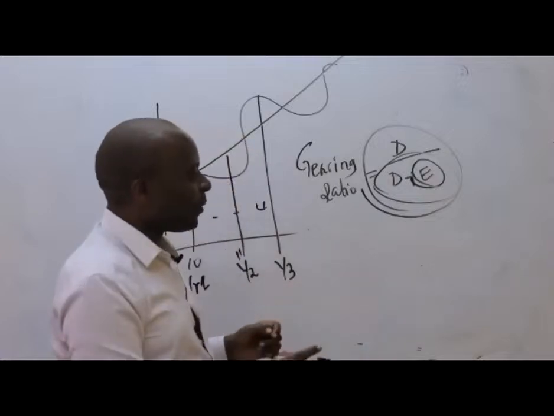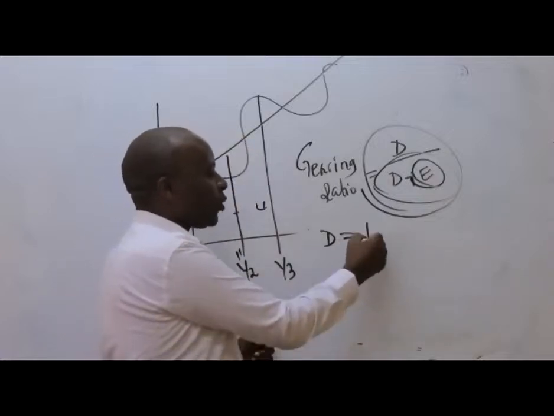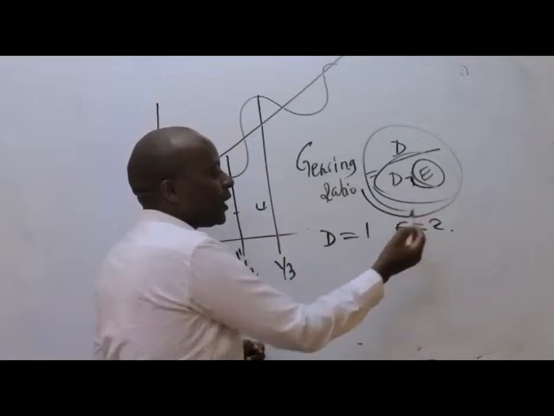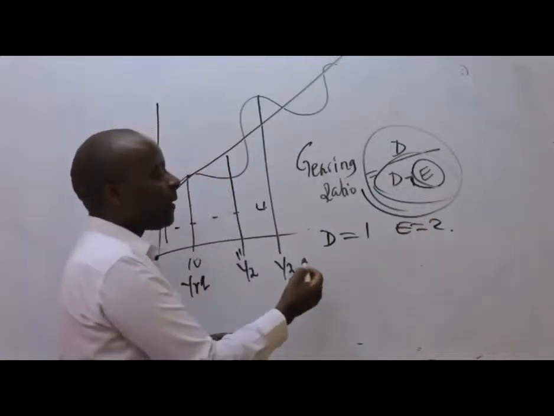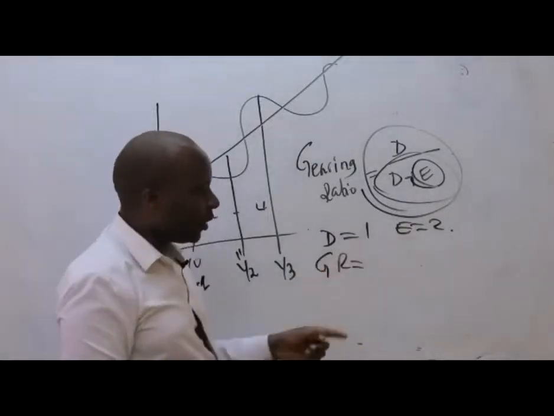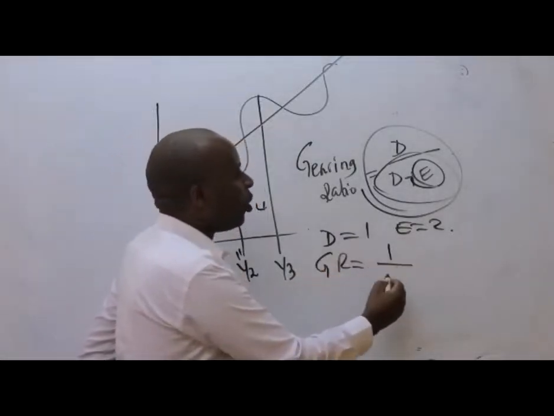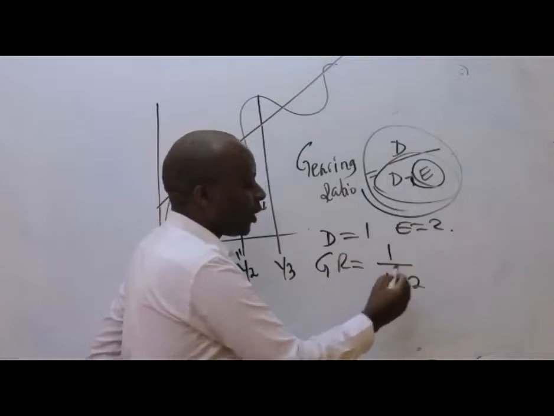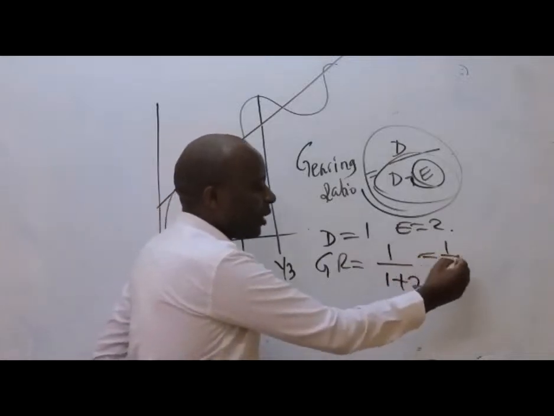Let me give you a very practical example. Assuming debt is 1 and the current equity, for example, is 2. It means the current gearing ratio will be 1 over 1 plus equity, which is 2, which will be what here, somebody? Which will be a third.